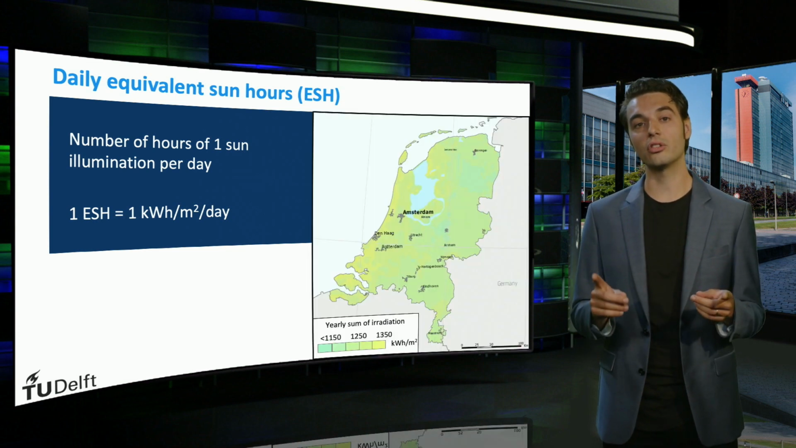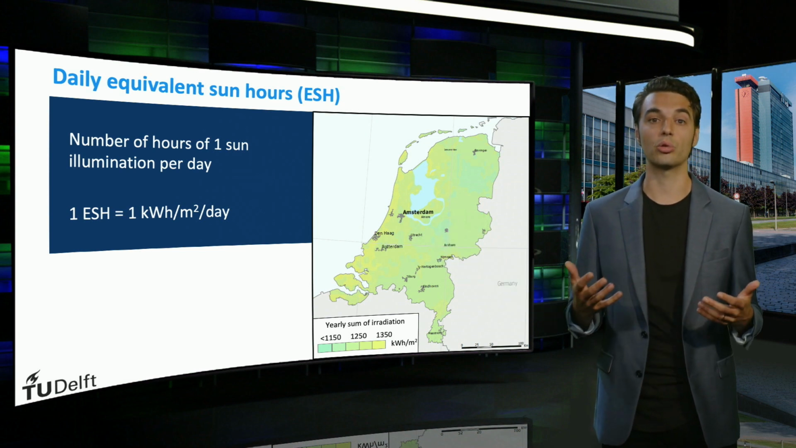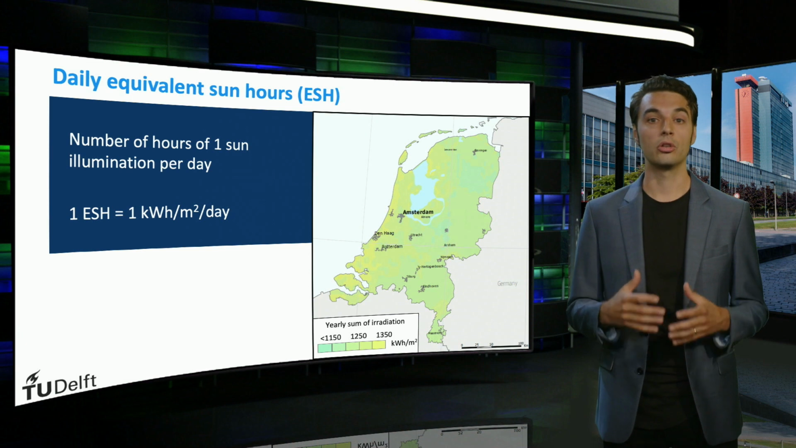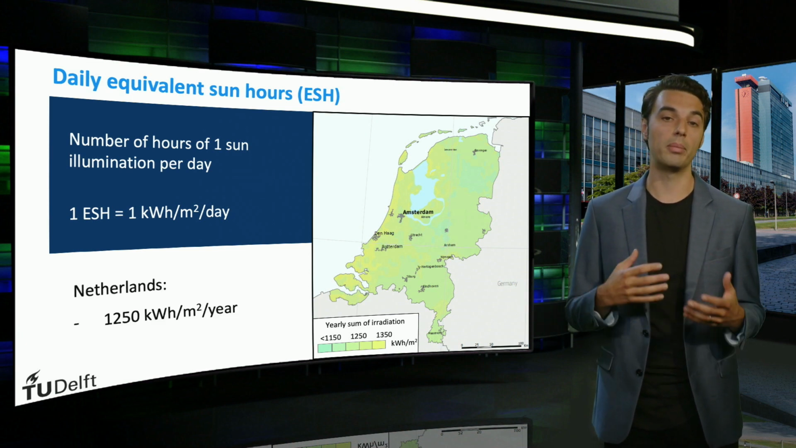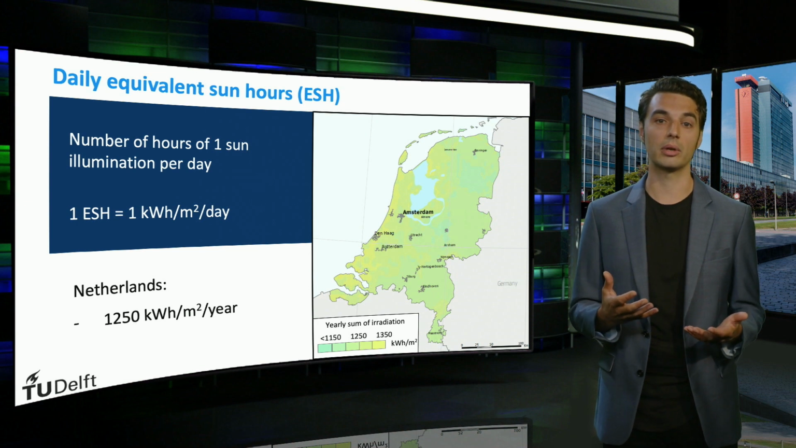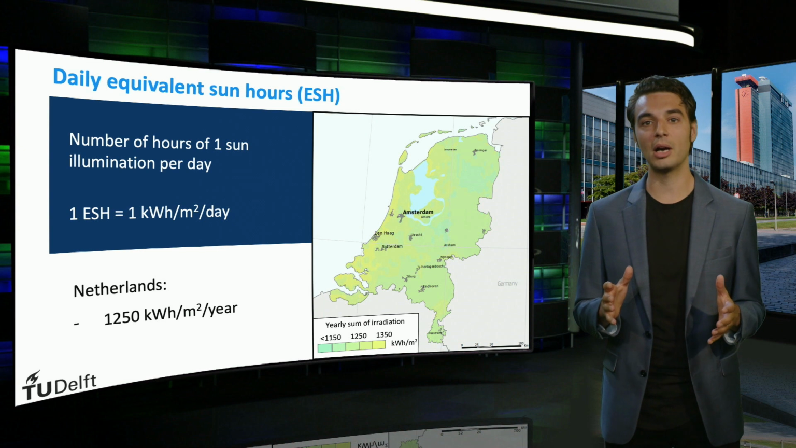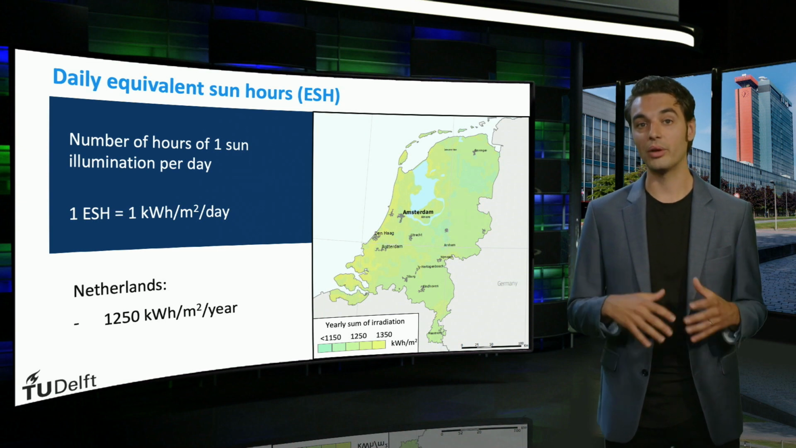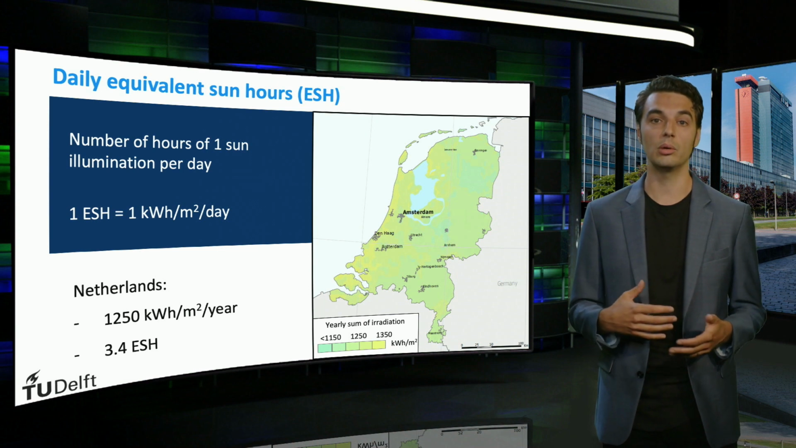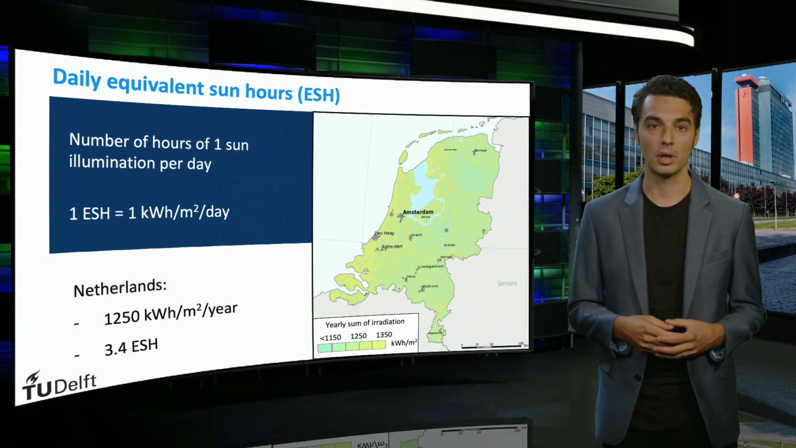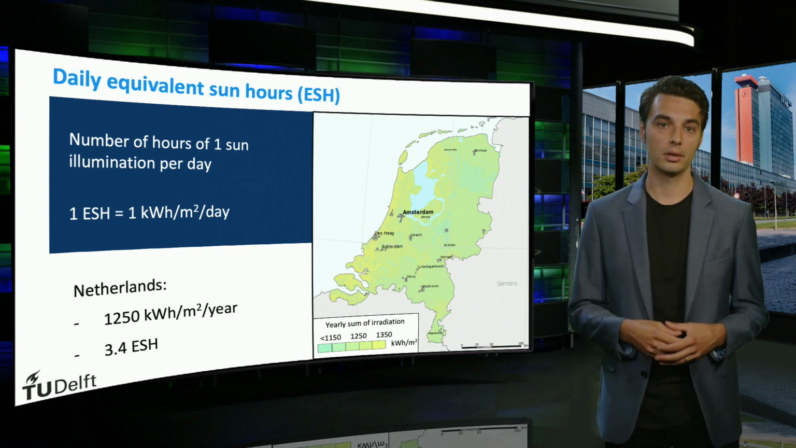If we look for instance at this map of the Netherlands, which shows the yearly sum of irradiation for panels with an optimal tilt angle, judging from the color distribution we can assume an average yearly irradiation of about 1250 kWh per square meter per year. Dividing this amount by the number of days in a year, we find that the Netherlands receive on average about 3.1 kWh per square meter per day, which means about 3.4 daily equivalent sun hours.